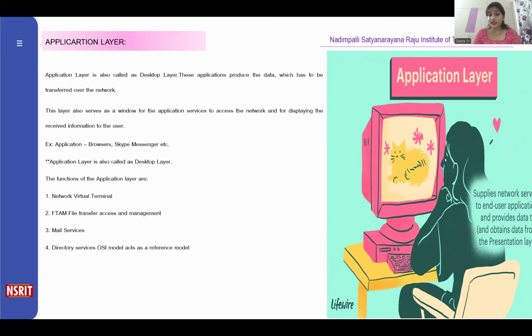The application layer also mainly deals with DNS, and DNS is very important for transferring the data in a communication channel.